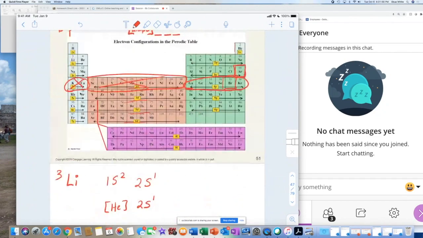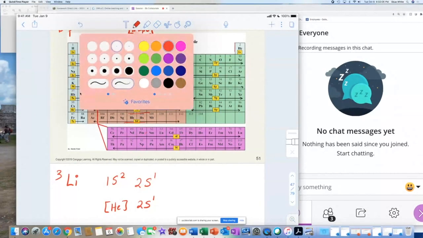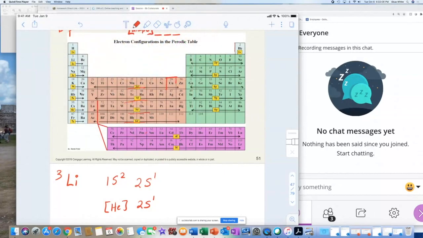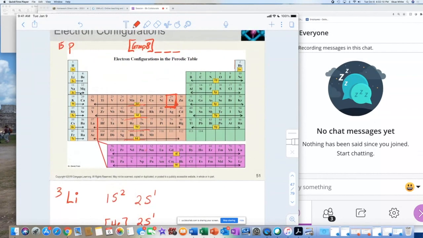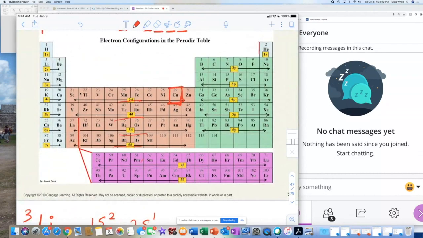So let's do the shorthand for copper. Copper is right here. What noble gas element do you want to use as the core of copper?